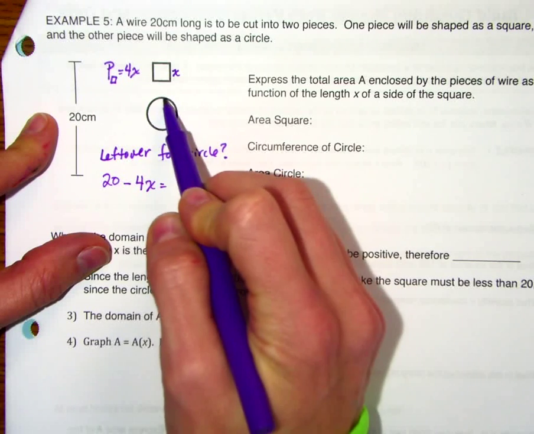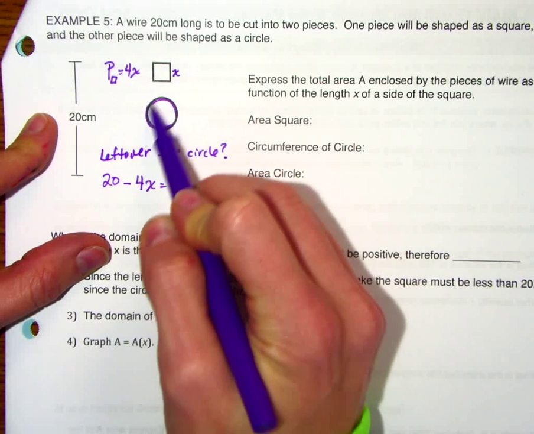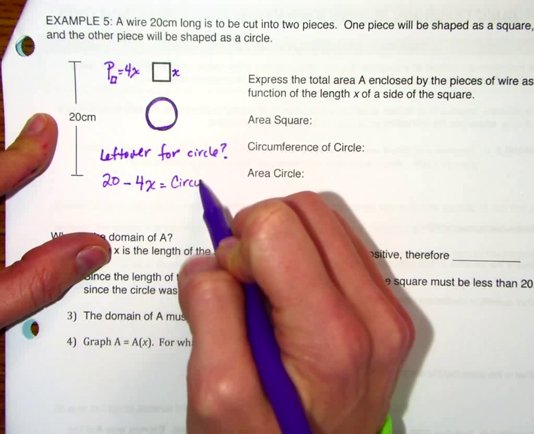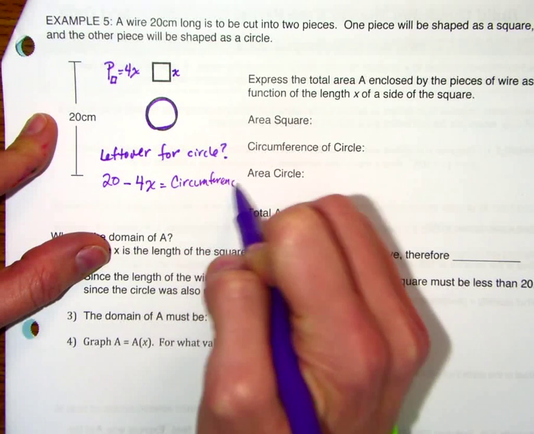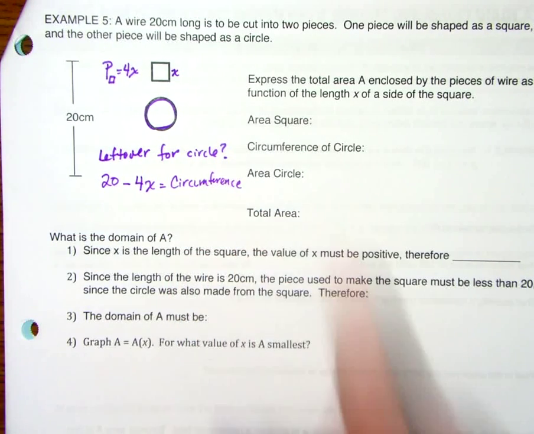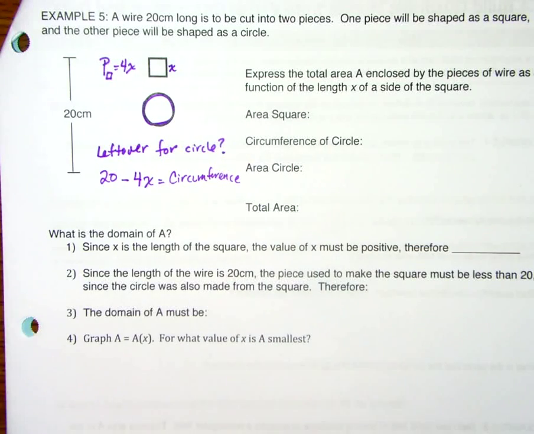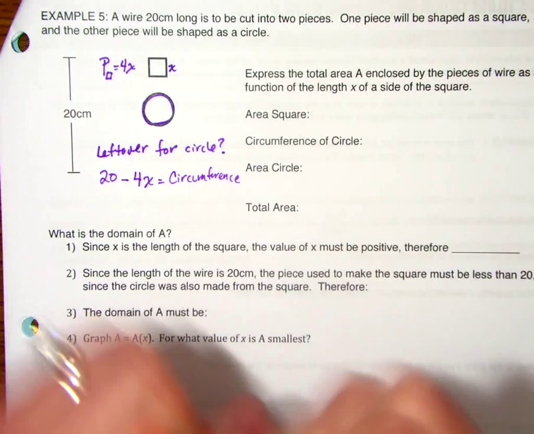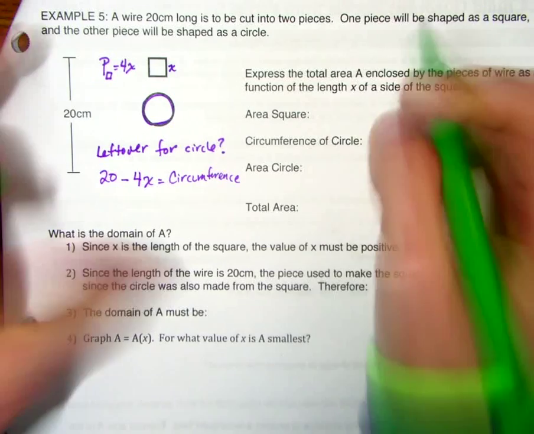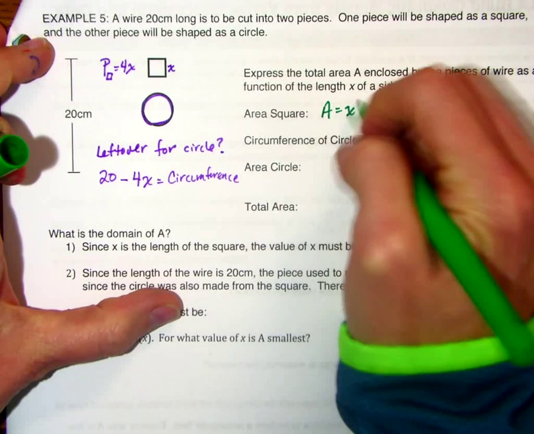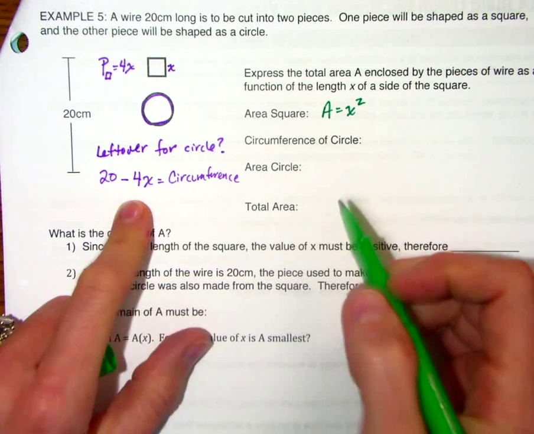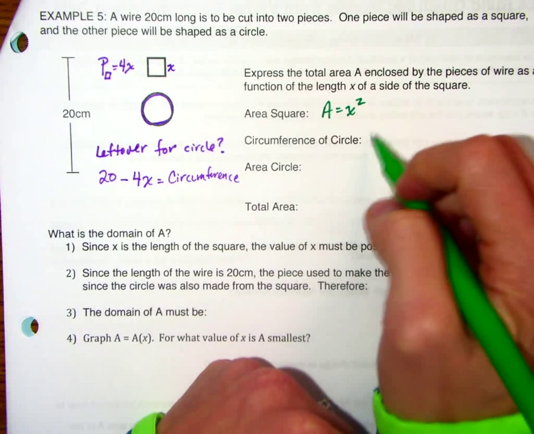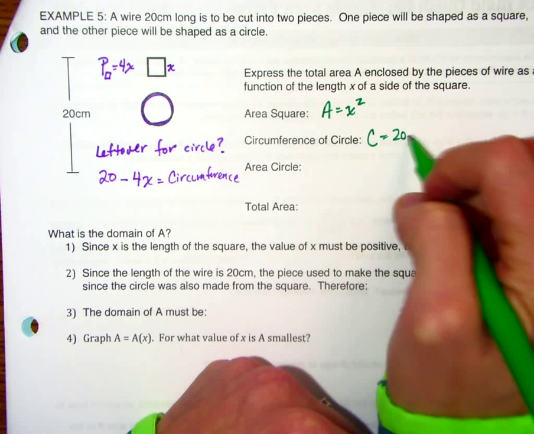What do I call this distance around the circle? So this is going to be the circumference. What is the area of the square then? So area of the square is x squared. Circumference of the circle we already know. What's the circumference of a circle? Right? So it's 20 minus 4x.